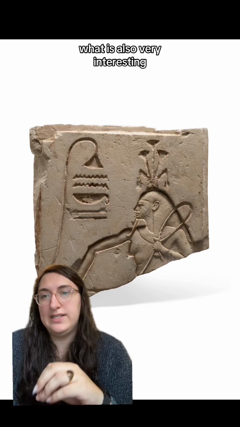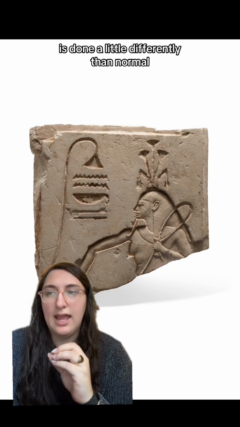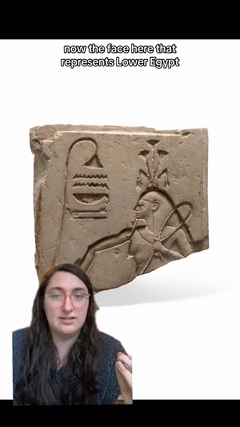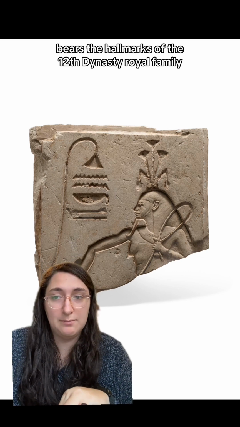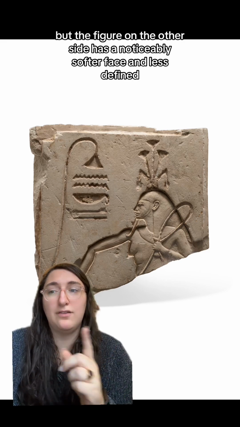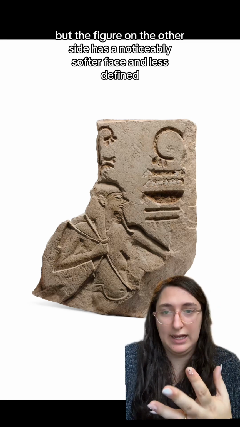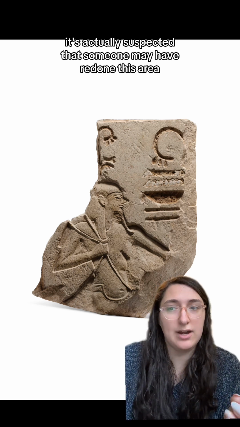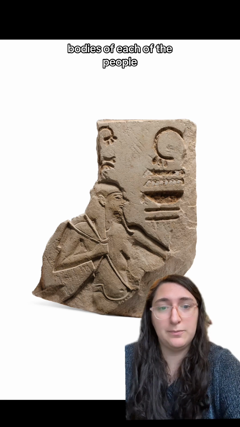What is also very interesting is that the composition of the faces of each of these figures is done a little differently than normal. Now, the face here that represents Lower Egypt bears the hallmarks of the 12th dynasty royal family and royal portraits of Amenemhet III. But the figure on the other side has a noticeably softer face and less defined. It's actually suspected that someone may have redone this area, especially when you look at the differences between the two bodies of each of the people.